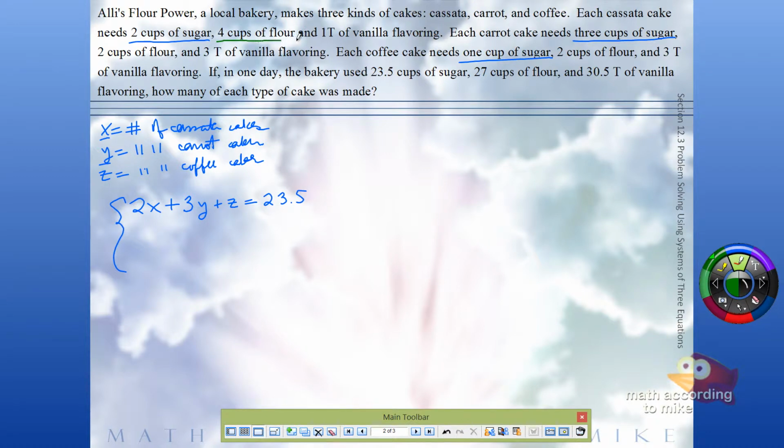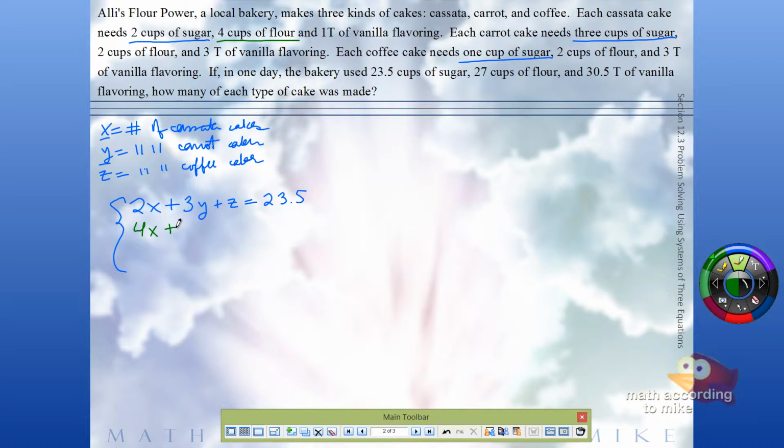Each casata cake needs 4 cups of flour. We have x casata cakes plus, actually, I want you to pause the video and see if you can get the rest of it. I'm assuming that you paused it. I can't really tell. I'm not standing behind you or anything.